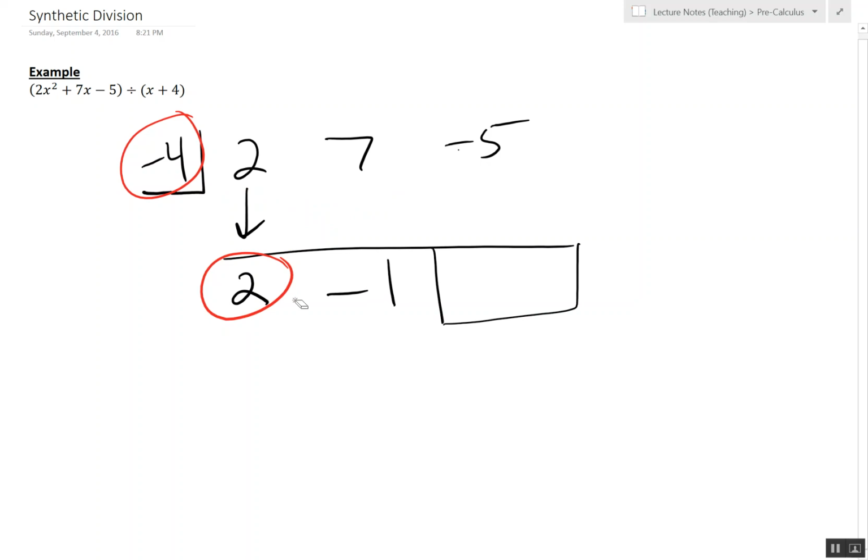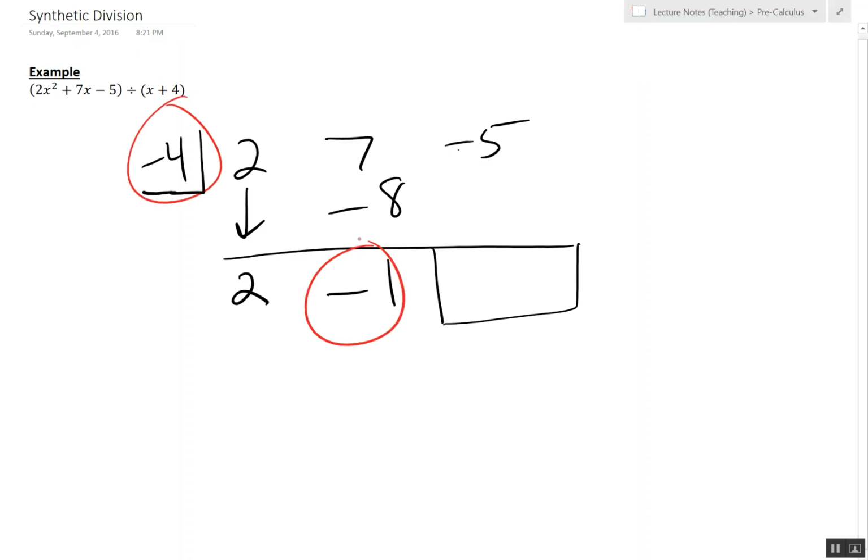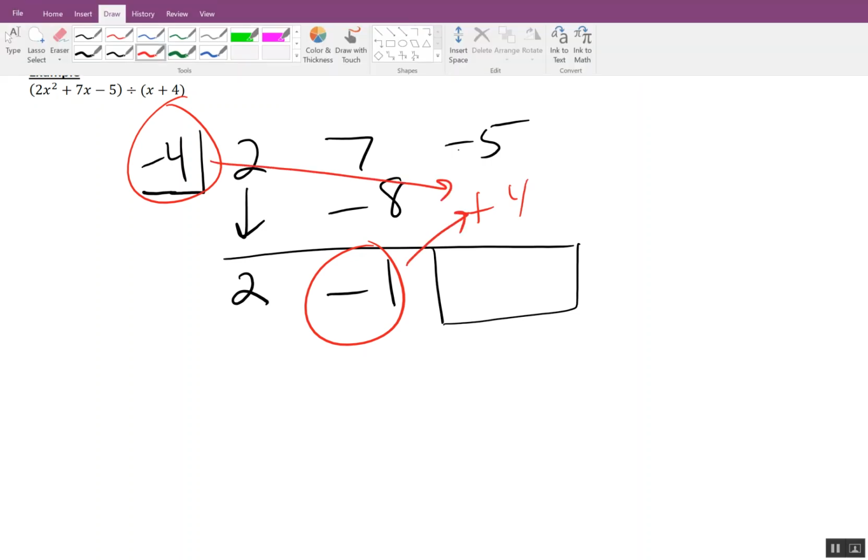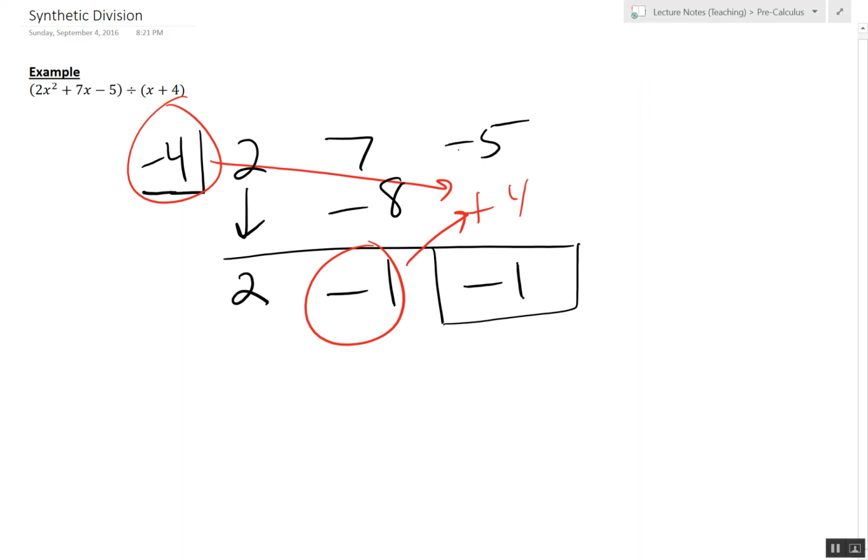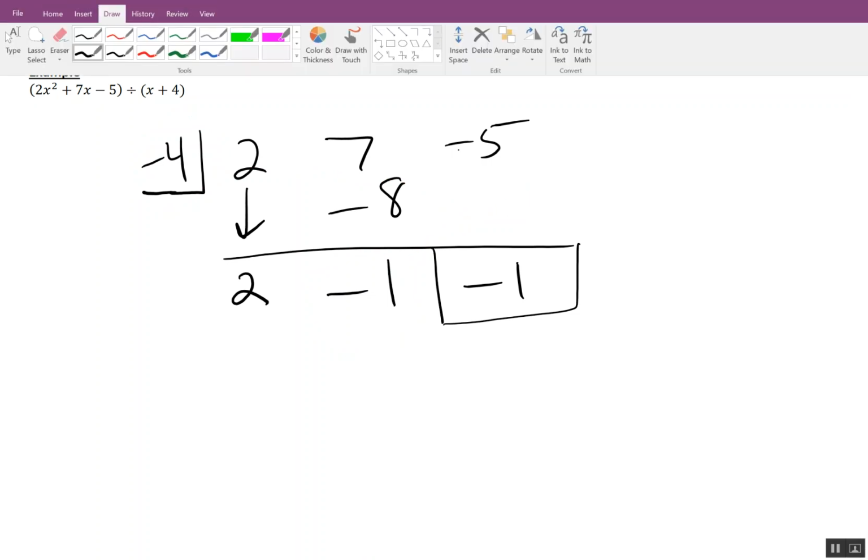So we'll delete all that. And then we need the -8 though. And so now we're going to have a -4 times a -1. So we have -4 times -1, and that is going to give us a +4. And then we add those together and we'll get a -1 in this box.